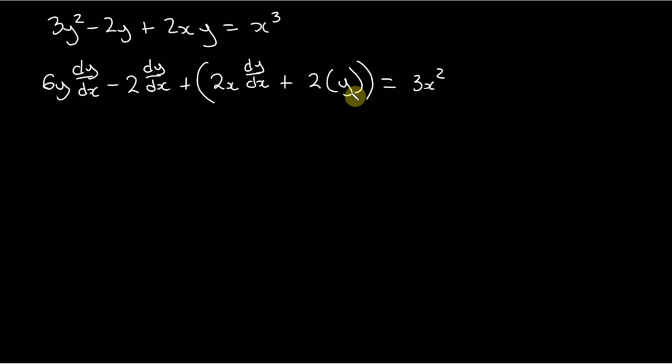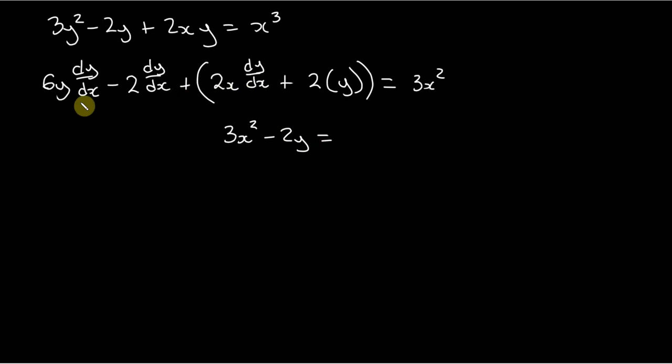Right, so now one will know that you want to collect like terms in essence, your dy by dx terms on one side and the others on the other side. I think here that we can probably just subtract this 2y, and I'm just going to rearrange things a little bit. So we've got our 3x squared, and we're going to subtract 2y on both sides, so we get minus 2y equals all of this here.